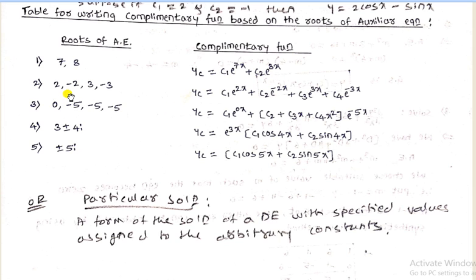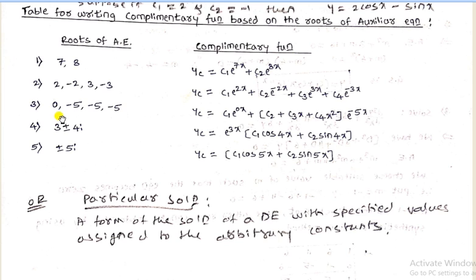Second, if the roots are 2, minus 2, 3 and minus 3, all four roots are different, because some are positive and some are negative. So its complementary function is c1 e to the power 2x plus c2 e to the power minus 2x plus c3 e to the power 3x plus c4 e to the power minus 3x.